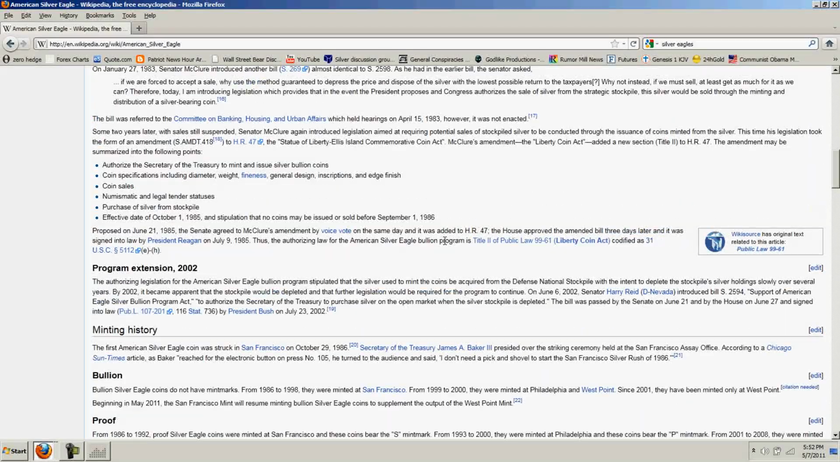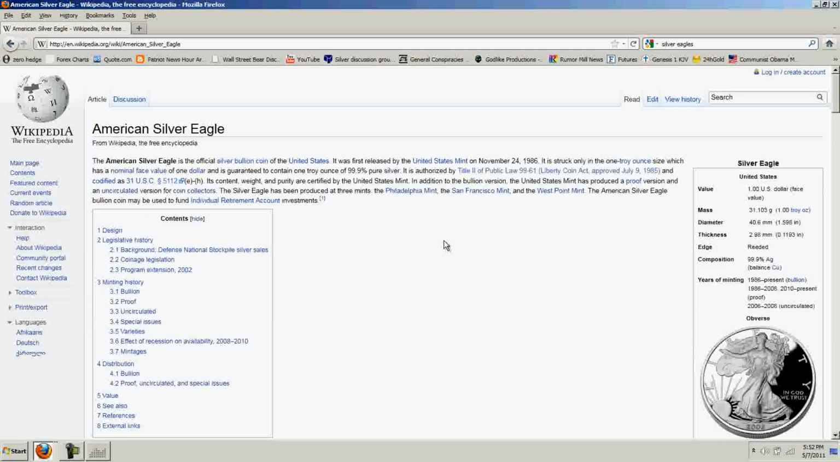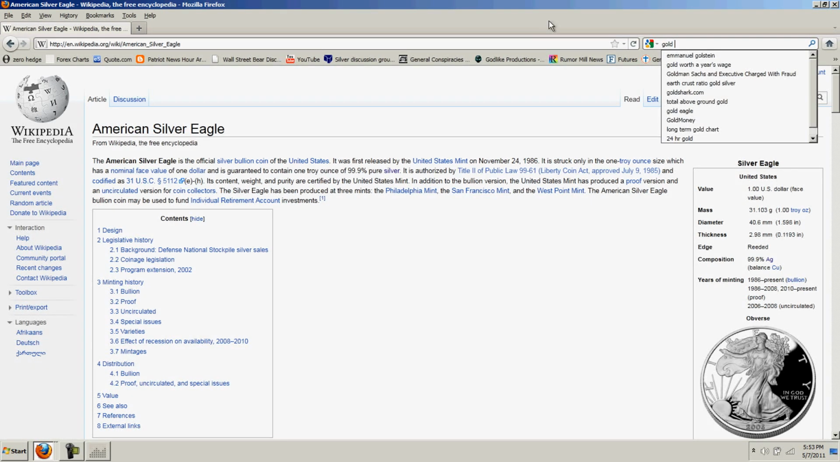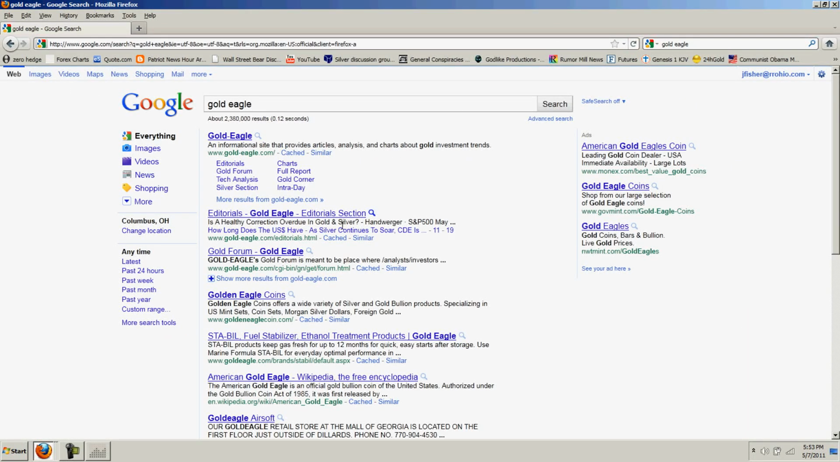So what does that tell you? Well, there's roughly $15 trillion of gold out there, and there's $35 billion in these. So let's do the gold eagle just for comparison's sake and see how much we have out there of the gold eagle. Hopefully we'll get mint statistics on those as well.